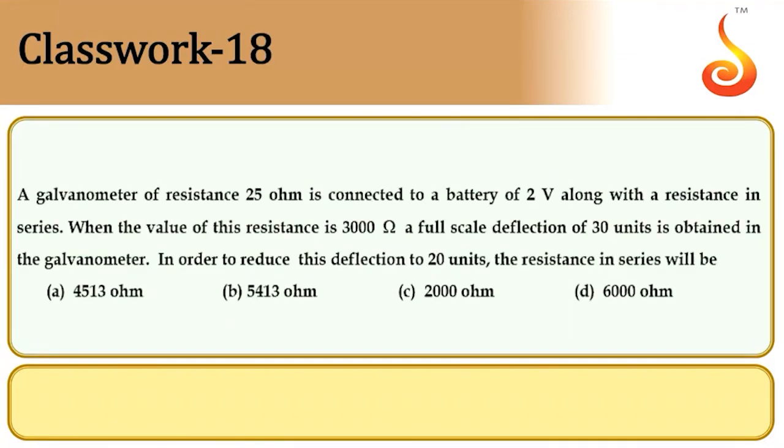18. A galvanometer of resistance 25 ohm is connected to a battery of 2 volt along with a resistance in series. When the value of this resistance is 3000 ohm, a full scale deflection of 30 units is obtained in the galvanometer. In order to reduce this deflection to 20 units, the resistance in series will be.